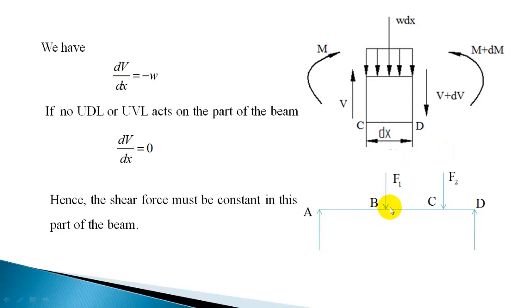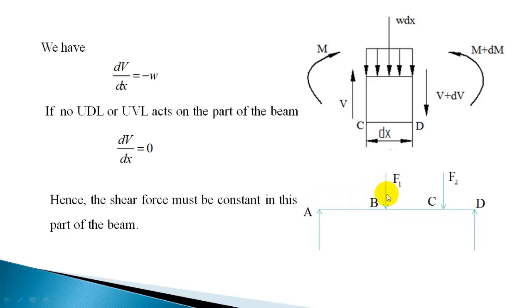Suppose you take this section B to C, there is only point load acting at B and C, and there is no load between these two, and here you should have dV by dx 0. So when dV by dx is 0 for this entire length, there should not be any change in shear force with respect to the length L. So shear force should be constant for that. So dV by dx, there is no variation for shear force with respect to the distance x. So you get the shear force is constant for that section.